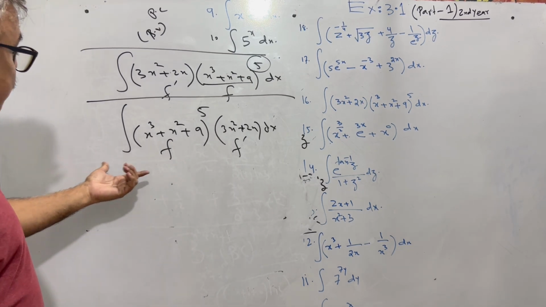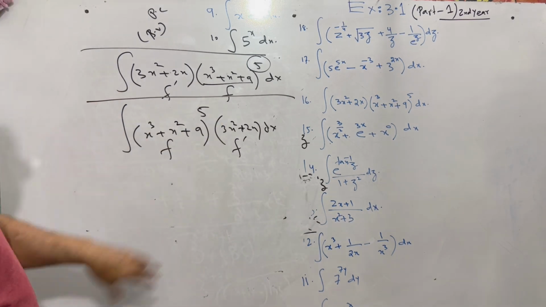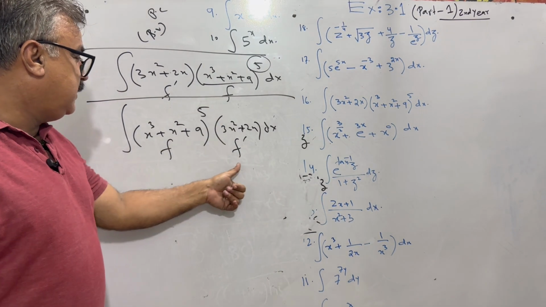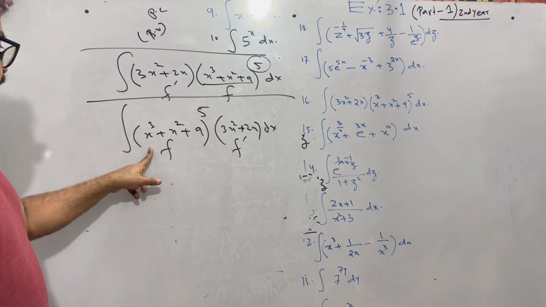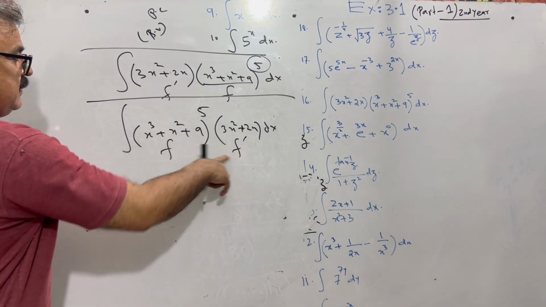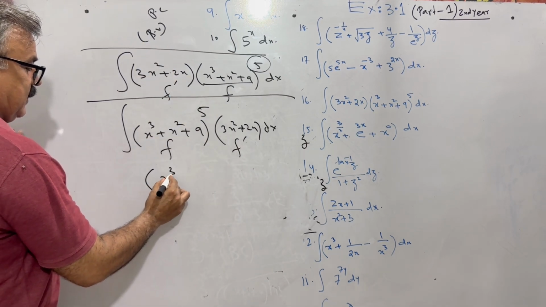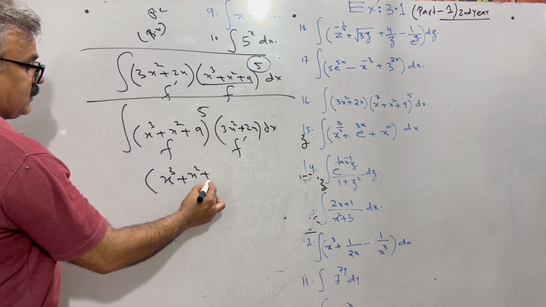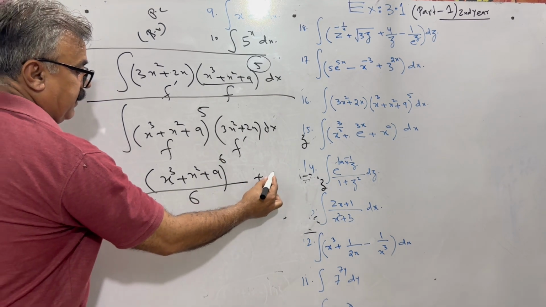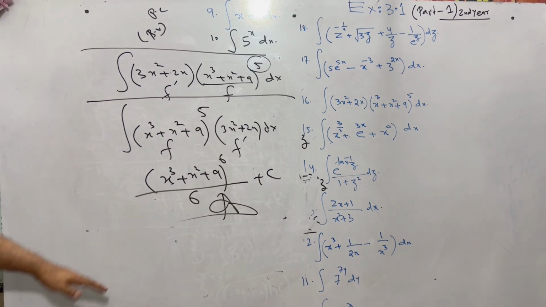It's some type of Aladdin's lamp. Just rub it and everything goes 100% correct. Function, derivative. Function, look at x cube, derivative 3x square, 2x, 9 is 0, no more. Add 1 into the power of the function and it's our integration. (x cube plus x square plus 9) raised 6 divided by 6 plus c, and it's our answer.